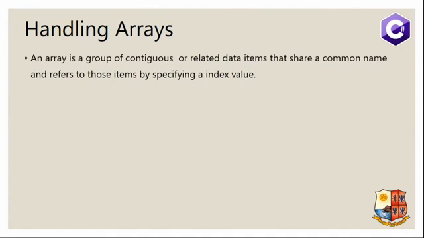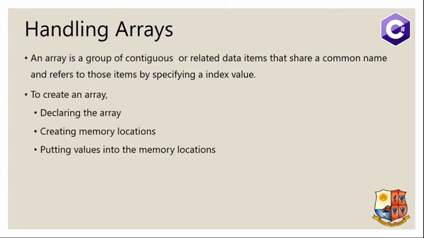The parenthesis you put doesn't make a big difference in Java, but here it does a little bit. Okay, so an array is a group of contiguous or related data items that share a common name, and it refers to those items by an index value, which you already know. Here we are going to create an array by declaring an array. You create a memory location and then put a value into that memory location. The syntax of creating an array in C# is: type, array name, which is up to you, is equal to new, then the type, and within brackets the size.